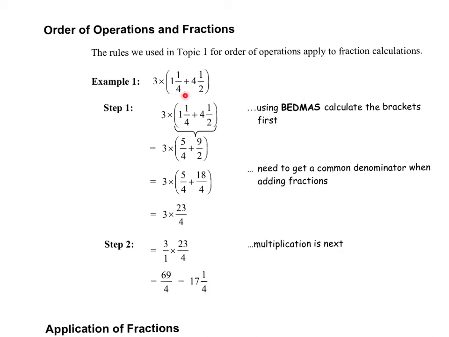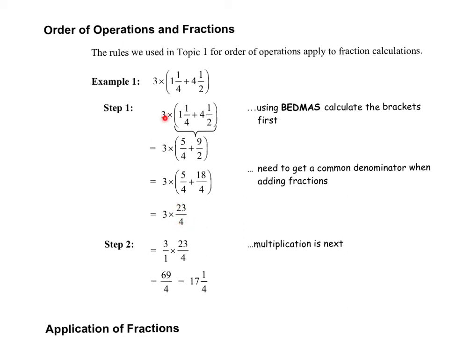So inside the bracket we have some mixed numbers. Those mixed numbers are changed to improper fractions, which are then made into equivalent fractions with a denominator of 4. Once we have a common denominator, we can add the numerators, so you can see the answer for the expression inside the brackets is 23/4.